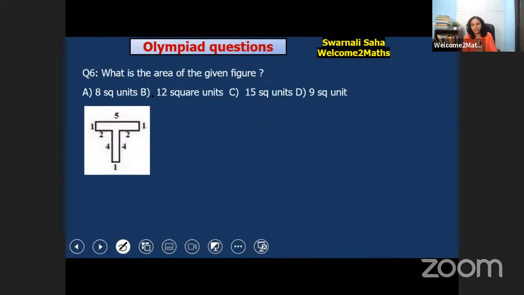Now here is a figure for you. What is the area of the given figure? Here is a T junction. You see? So just you have to find out area of the given figure here. Not perimeter, just area you have to find out. Okay?